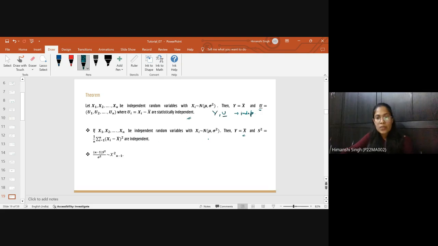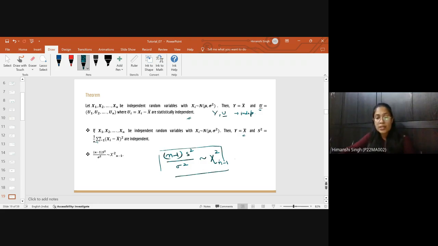Now from this theorem, we have this important result that n minus 1 S square by sigma square follows chi-square distribution with n minus 1 degrees of freedom. Here it is n minus 1, not n, though taking n is also fine, because this is basically a scale. This is used when we estimate sigma square, which we will discuss in further lectures, for example when we find confidence intervals, so this is a very important distribution.